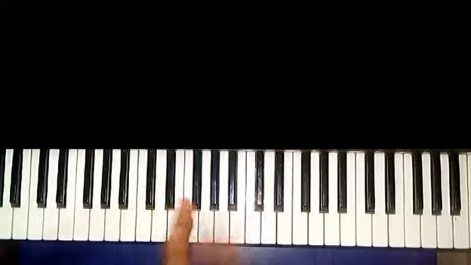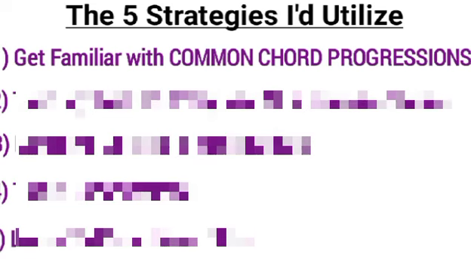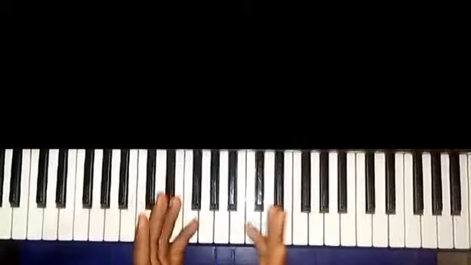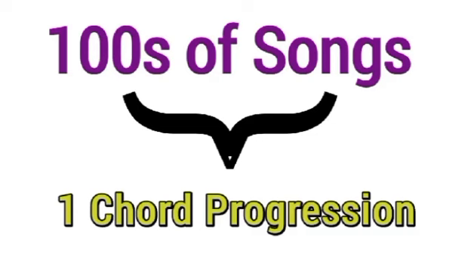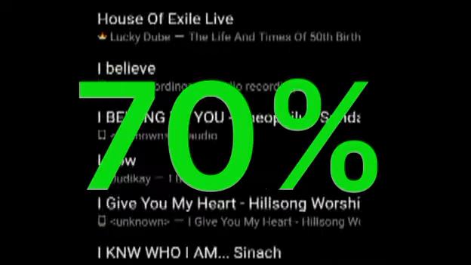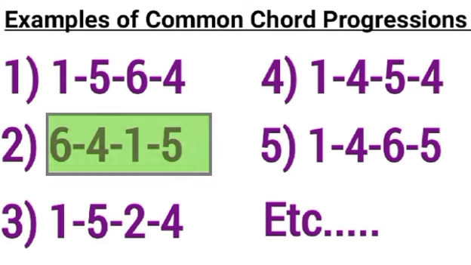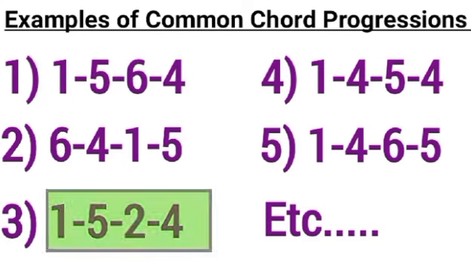Now, the first step or guideline I would follow if I'm to find the chord progression of a song myself, which I also recommend you should follow, is to get familiar with common chord progressions. Now, in case you don't know, a common chord progression is one single chord progression that is used or can be found in many songs you listen to. So let's say in every 100 songs you listen to, about 70% of them will use one or more of these common chord progressions. We have various examples of common chord progressions like the 6-4-1-5, 1-5-6-4, 1-5-2-4, and many more.